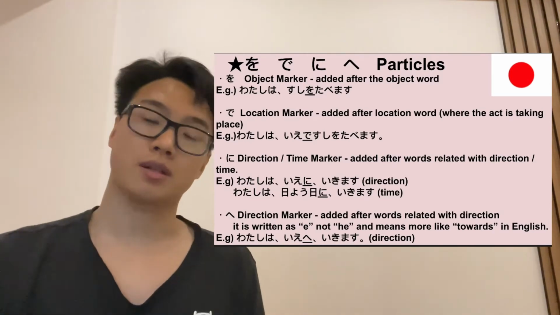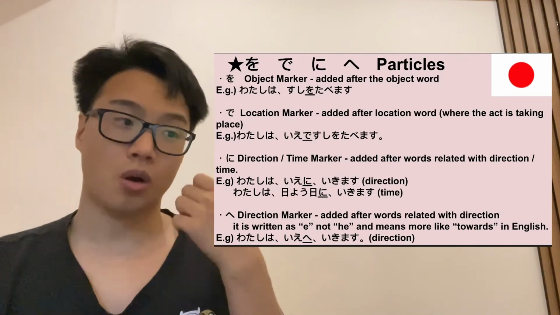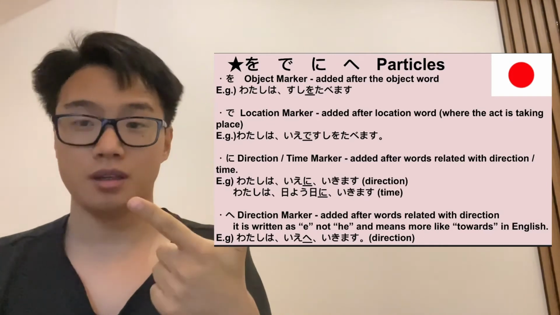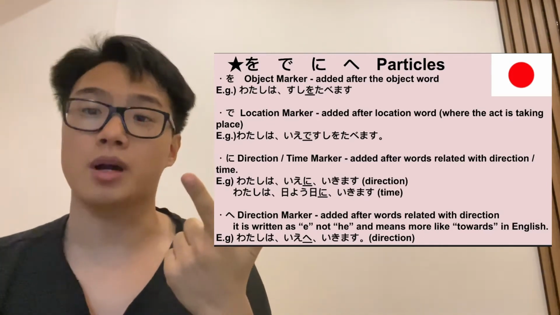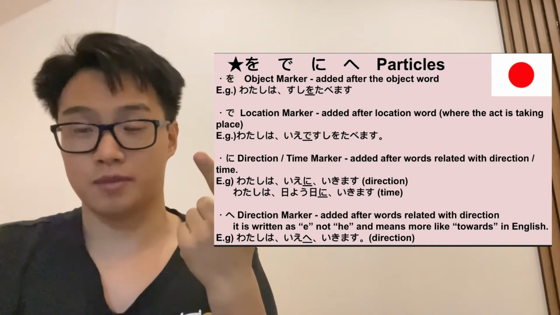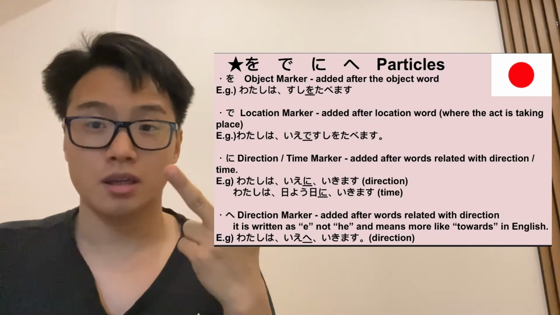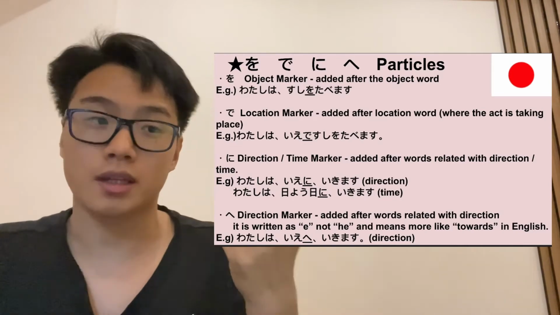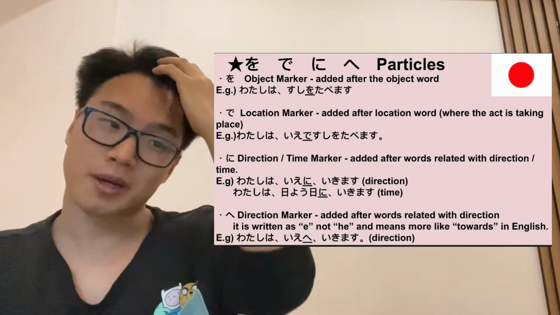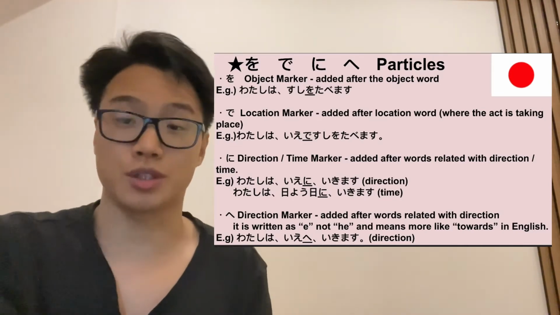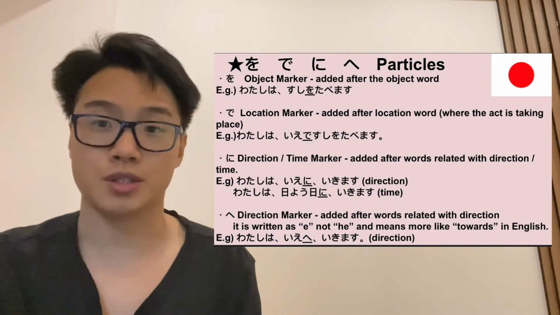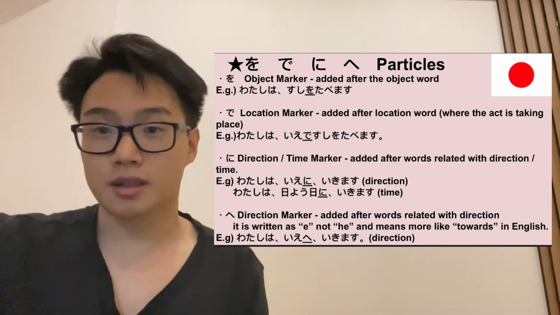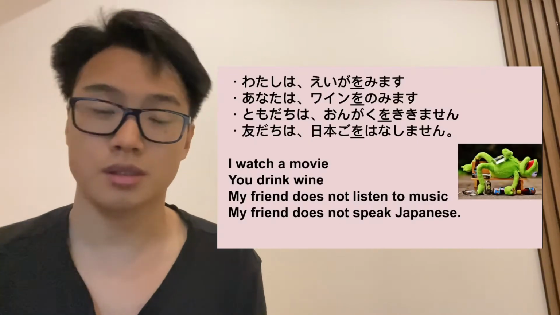So, these are four particles that we want to remember. O, object marker; de, location marker, where the act of the verb is taking place; ni, direction/time marker; and e, not he, particle, which is used to refer to direction. Now let's take a look at the actual sentences.